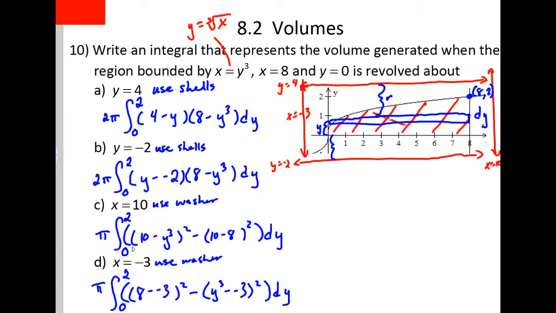We could have easily chosen to make this an integral with respect to x, and then that would have meant that A and B would have used the washer method, and C and D would have used the shell method. All right, that is slide number 24. Next, we will be going on to slide number 25.